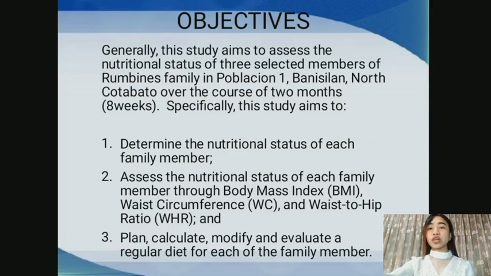For the objectives, generally, this study aims to assess the nutritional status of three selected members of the Girombinas family in Poblacion 1, Banisilan, North Cotabato over the course of 2 months or 8 weeks. Specifically, this study aims to determine the nutritional status of each family member. Next is to assess it through body mass index or BMI, waist circumference, and waist to hip ratio. Lastly is to plan, calculate, modify, and evaluate a regular diet for each of the family members.